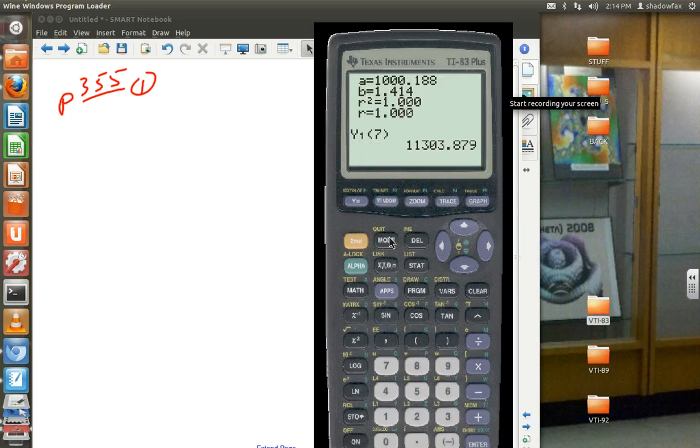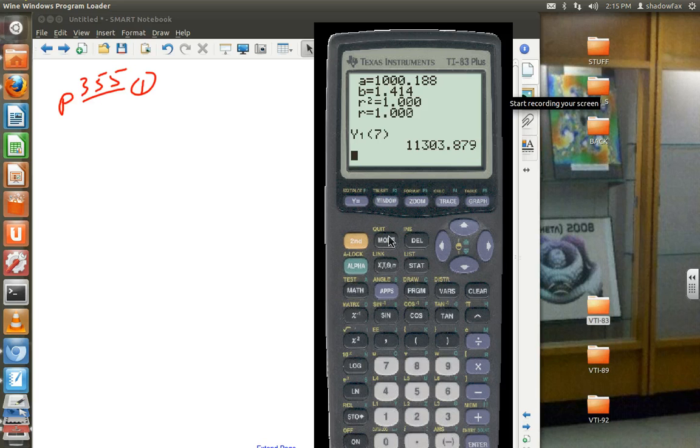How come I got 11,000? Doesn't that still look a little big? You got 11,000? Oh, you got a different 11,000. You got 11,000 what? 311? Really? Did you get the same B and the same A? This is Y1. Y1 parentheses, yeah.